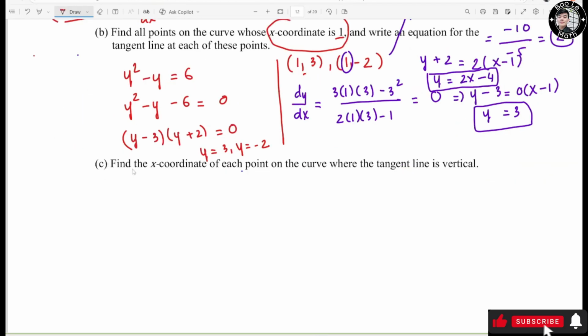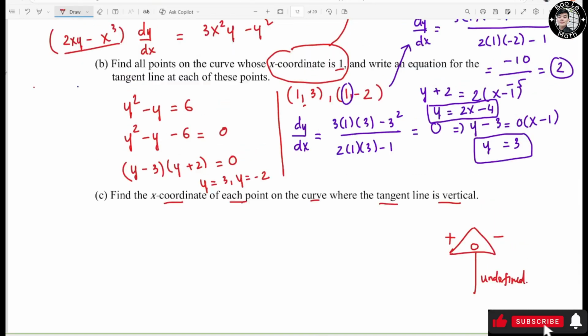Now let's move on to question C. Find the s-coordinate of each point on the curve where the tangent line is vertical, right? So remember the Christmas tree. The tangent line is going this way, the slope is positive. Tangent line is going this way, the slope is negative. The tangent line is horizontal, the slope is 0. And tangent line is vertical, the slope is undefined.